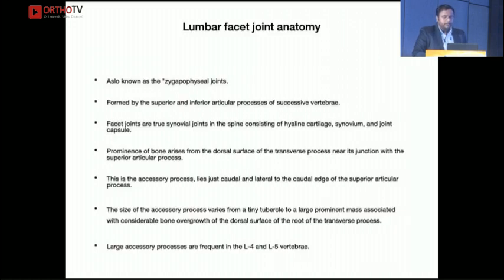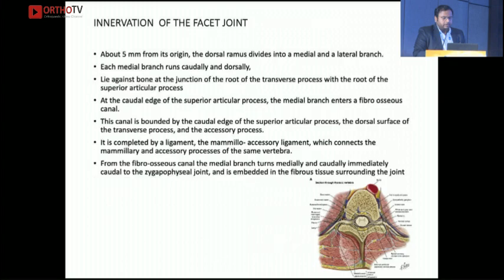They are formed by the superior and inferior articular processes of successive vertebrae. Facet joints are true synovial joints, containing hyaline cartilage, synovium, and joint capsule. A prominence of bone arises from the dorsal surface of the transverse process near the junction of the SAP, and this is called the accessory process.